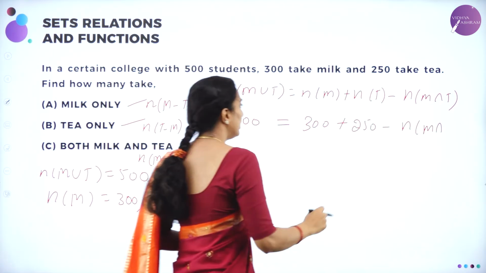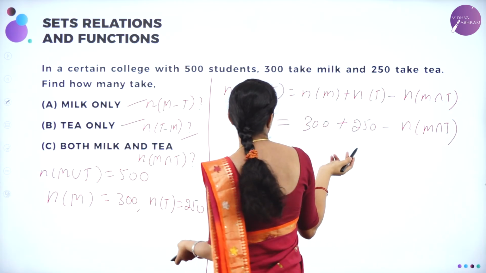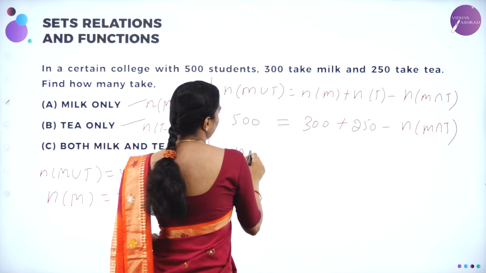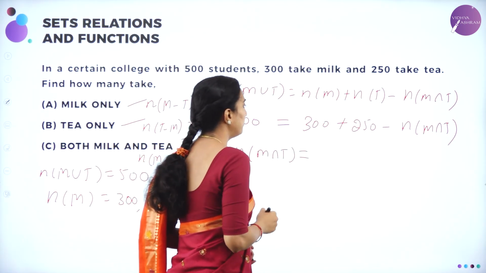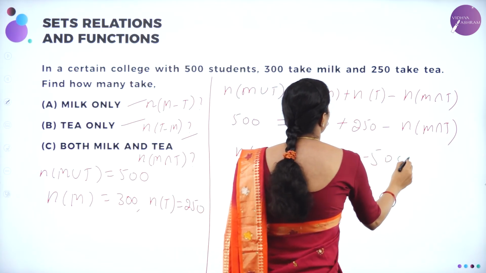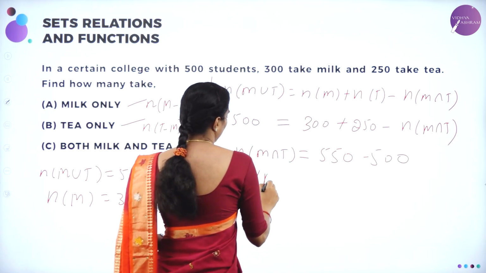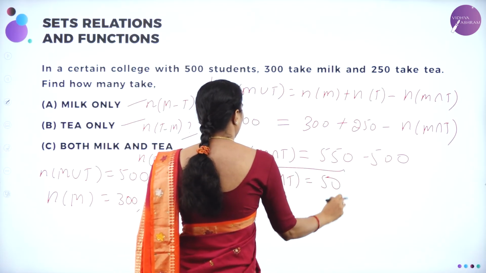We don't know N of M intersection T as it is. So let me take all terms to this side. N of M intersection T will be equal to 300 plus 250, which is 550. 550 minus 500 gives you N of M intersection T equal to 50. Correct? Why do we want this?